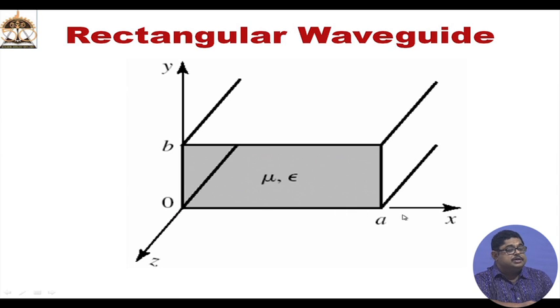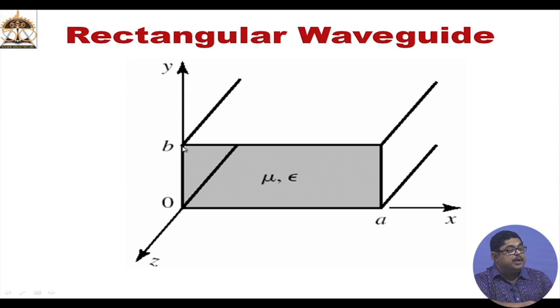Generally the length of the rectangle is called A. We are taking the left hand corner as the origin. In some books we take the center as the origin, and at that time this side is A by 2 and this side is minus A by 2, similarly plus B by 2 and minus B by 2, but we are taking the convention that this is our 0.